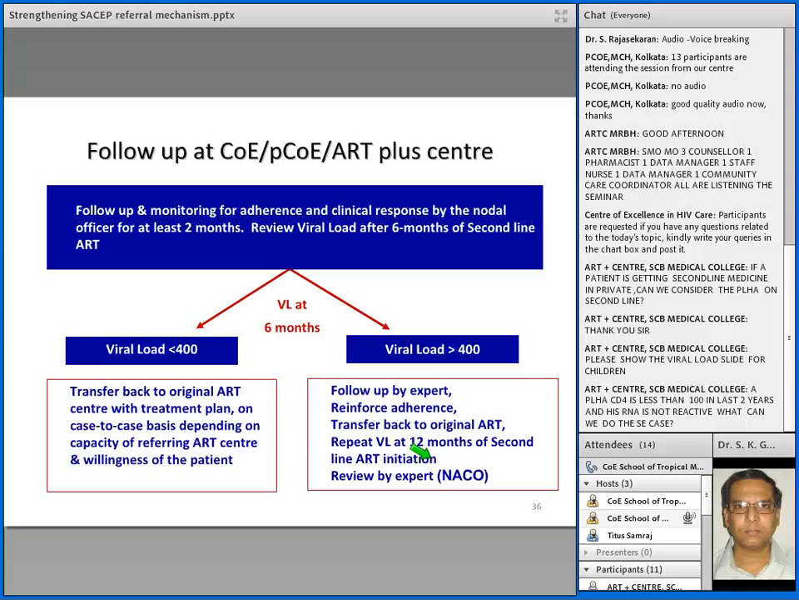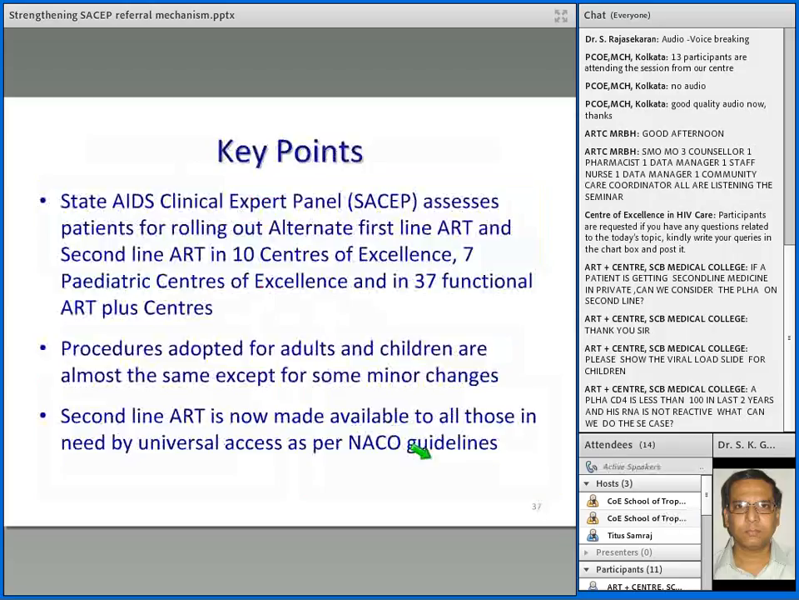So what we have discussed till now is basically that the State AIDS Control Expert Panel, or SACEP, actually assesses the patients for rolling out alternate first line ART and second line ART in 10 COEs, 7 pediatric COEs and 37 functional ART Plus centers including SCB Medical College, Kotak, Guwahati Medical College, etc. And procedures that need to be adopted for adults and children are almost the same except for some minor changes that we have already discussed and highlighted.